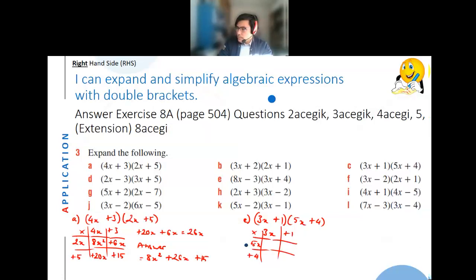So numbers multiplied by numbers. 5 times 3 is 15, and x times x is x squared. 5x times plus 1, positive and positive is positive. 5 times 1 is 5, so plus 5x. Plus 4 times 3x, positive, positive, positive. 4 times 3 is 12, so positive 12x. And plus positive 4 times positive 1, that's going to be positive 4. All right, so we have plus 12x plus 5x. That's going to be plus 17x.